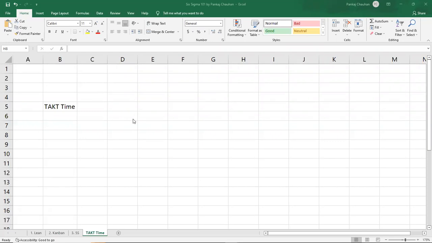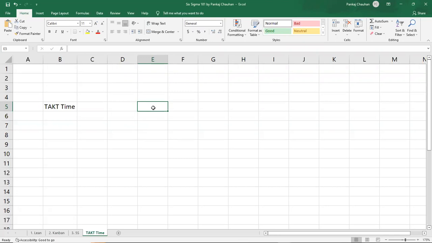Today we'll be discussing TAKT Time, which is a very powerful planning tool when you want to plan your day based on what inventory is available for you and you have to complete that inventory. TAKT Time originated from the German word TAKT. TAKT means the pulse or the pace or the speed that you have to maintain to complete a task.